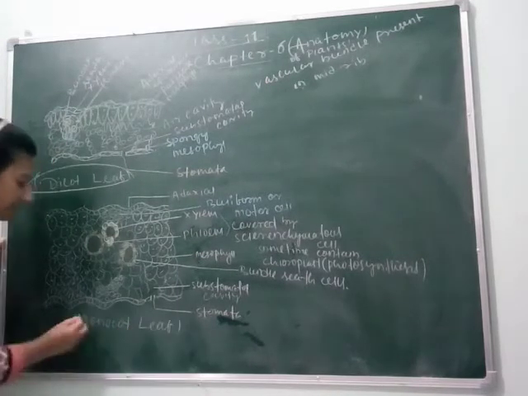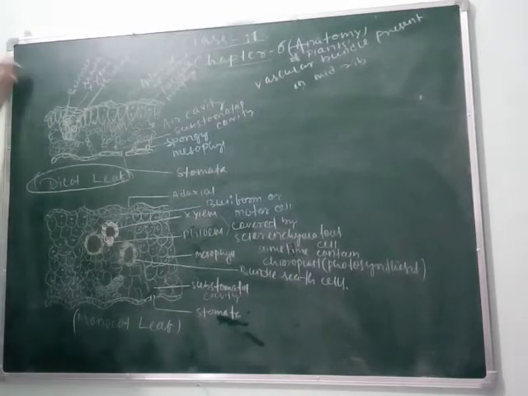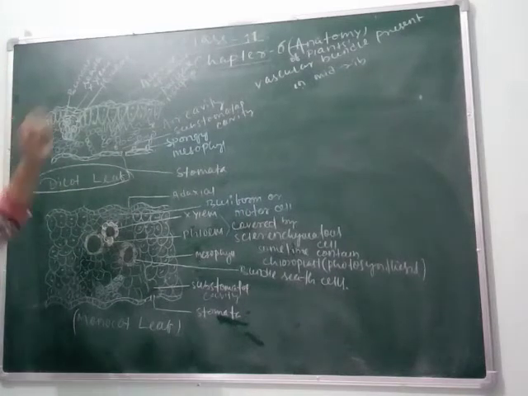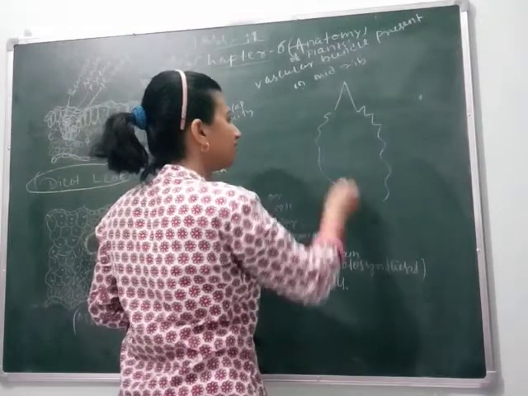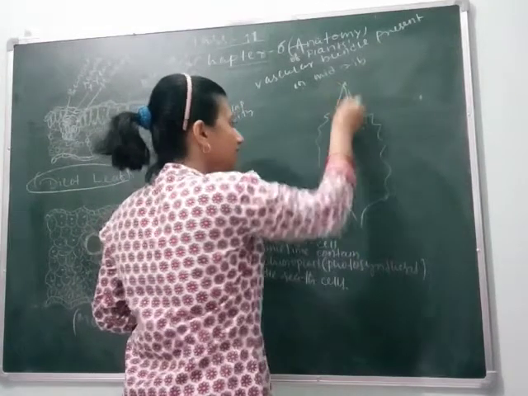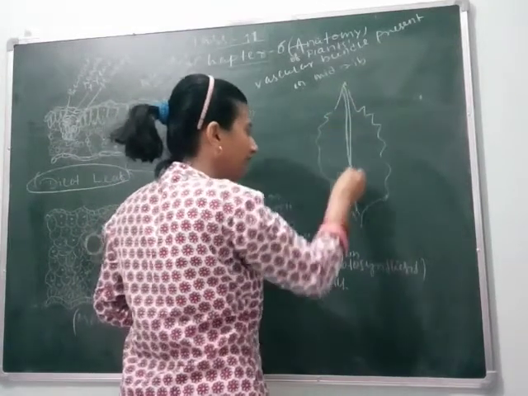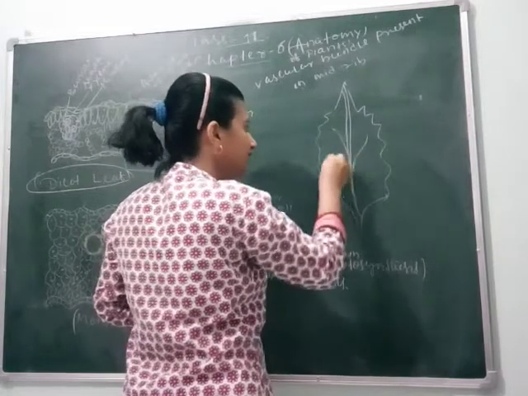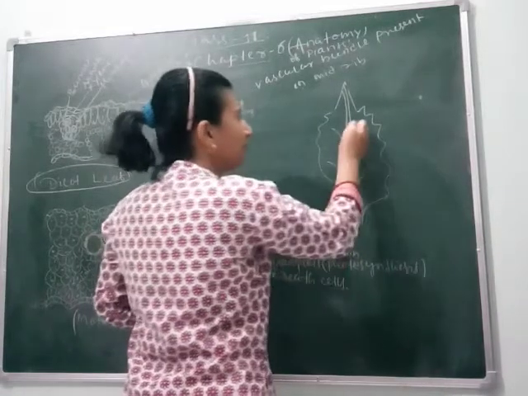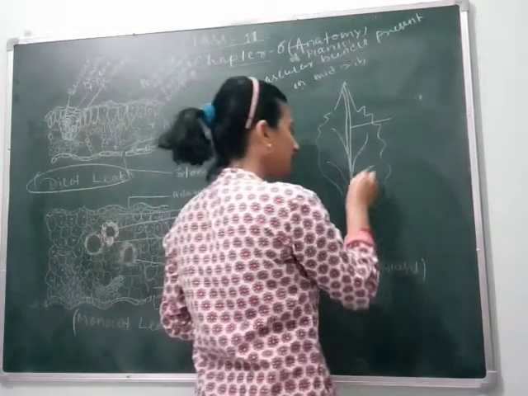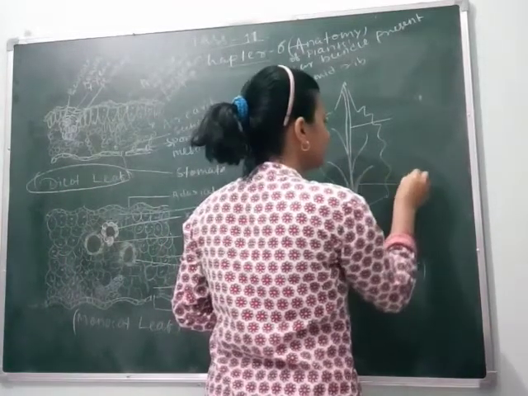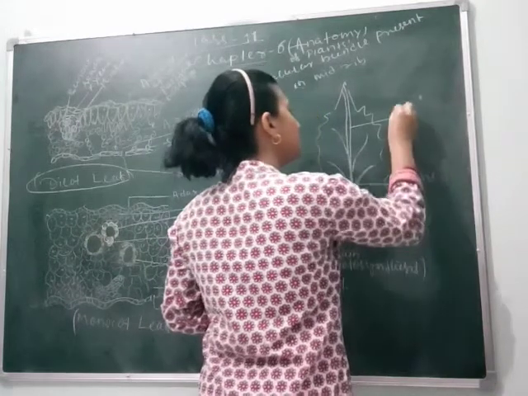You already have studied in class 10th about the transverse section of a leaf. We saw these structures when we cut a leaf transversely. Suppose this is a leaf. This is its vein, this is the mid vein or midrib, and these are the veins or veinlets. We can say them as veins. This is midrib.